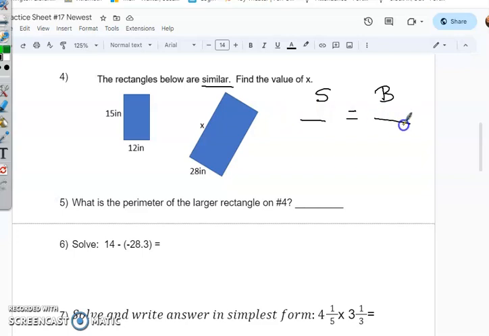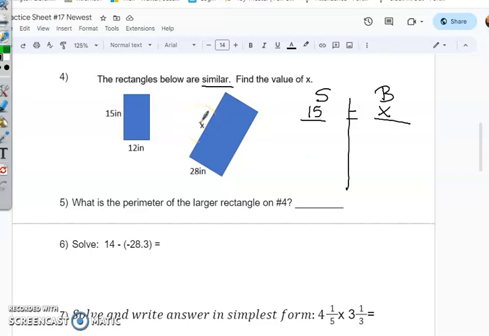So we know we need x, right? So x is on the big, and it matches with, hopefully you know, 15 on the small. So you're going to put the other numbers in, put the number from the big, put the number from the small, and cross multiply. That will tell you what x equals. When you get x, I want you to put it here.